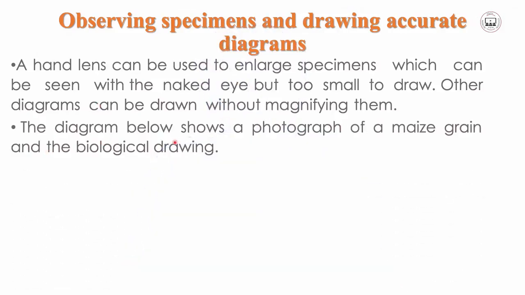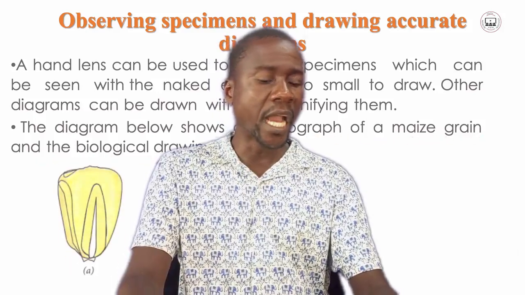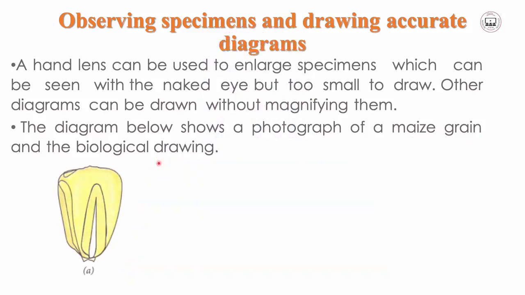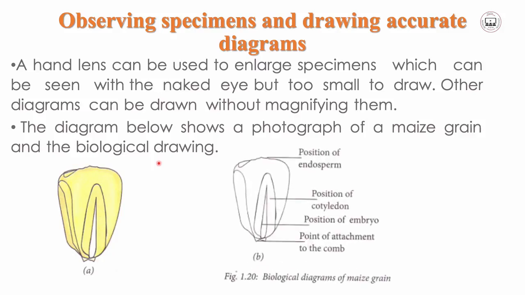So the diagram below shows a photograph of a maize grain and the biological drawing. So here I have a maize grain for you. This has been a maize grain, and then I have demonstrated how you might draw this maize grain. Now this is a drawing.